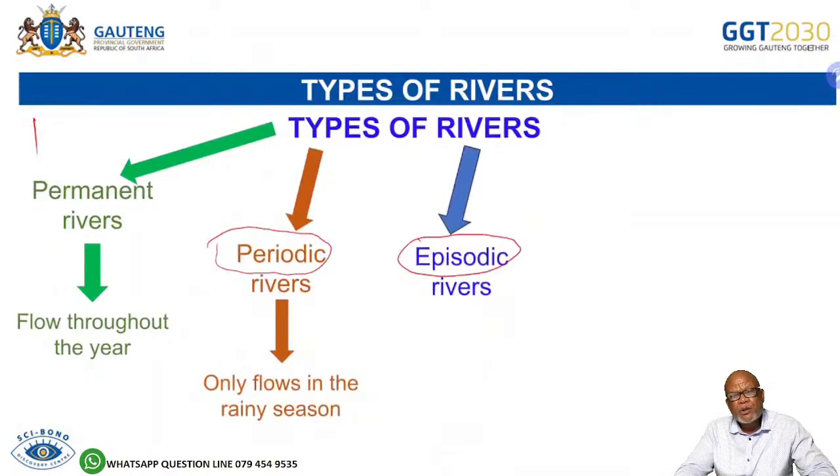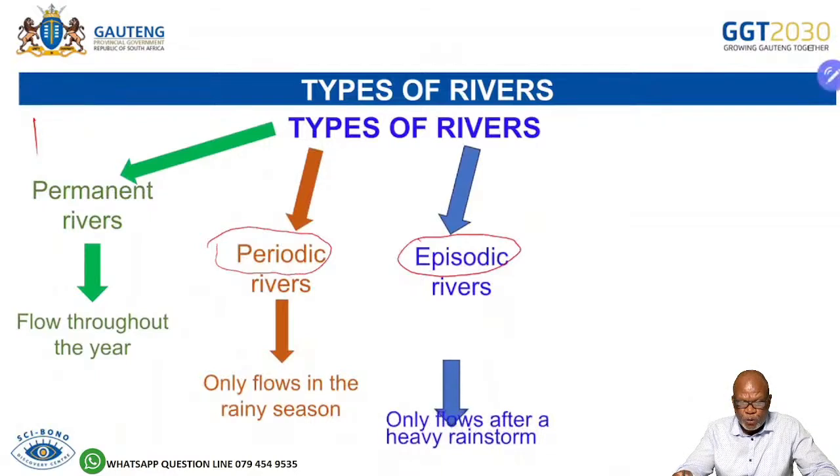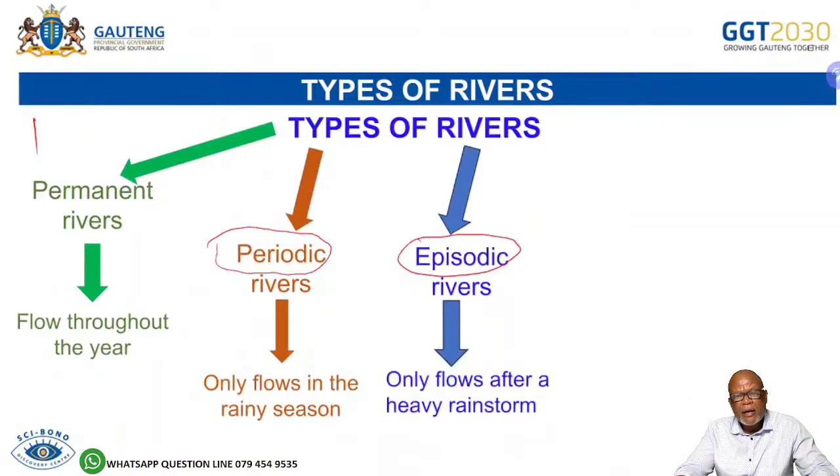So episodic, from the word episode, it means there must be an episode of something. So episodic rivers will flow after a heavy rainstorm. So after that episode of heavy rainstorm, then these rivers will flow. We call them episodic rivers. They flow only after a heavy rain. They don't flow during rainy season.